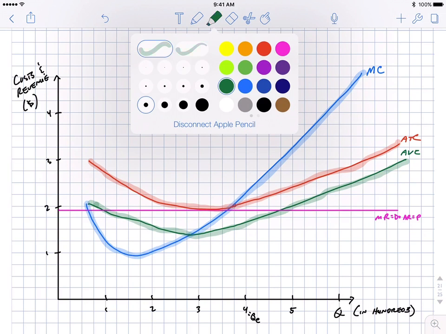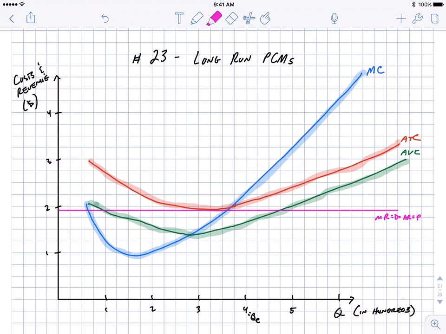And then most importantly, for the long run perfectly competitive market, the marginal revenue and demand and average revenue and price curve is all the same at the same level. And in this case, it's perfectly horizontal. And you can see that as evident with the pink curve on the graph. This is the basic setup and shape of your long run perfectly competitive market graph.